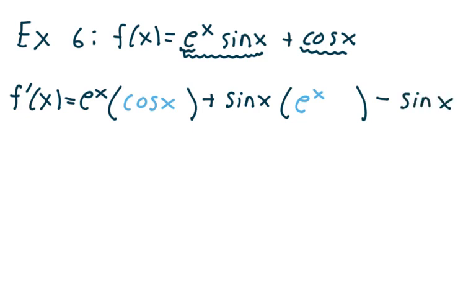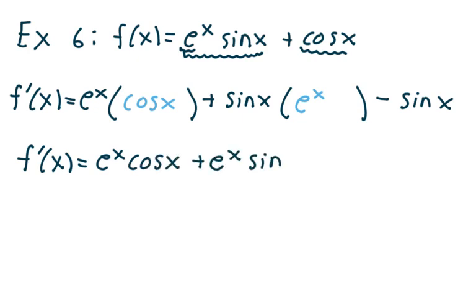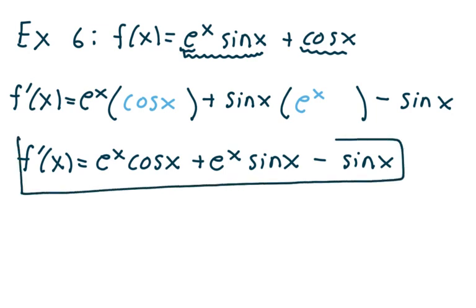And really, we're done, right? I mean, about all we can do is write e to the x cosine x plus e to the x sine x. And then I'm going to subtract sine x. And so all three terms don't have a common factor. And because of that, we can stop right here. This would be sufficient. And that's how you do example 6.